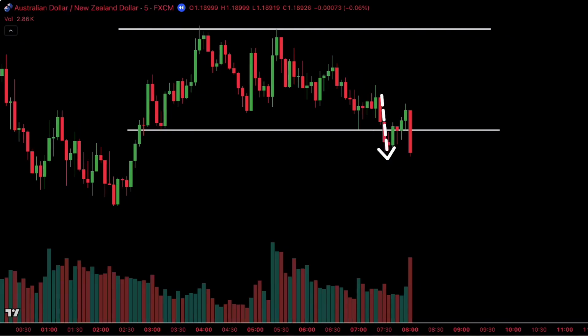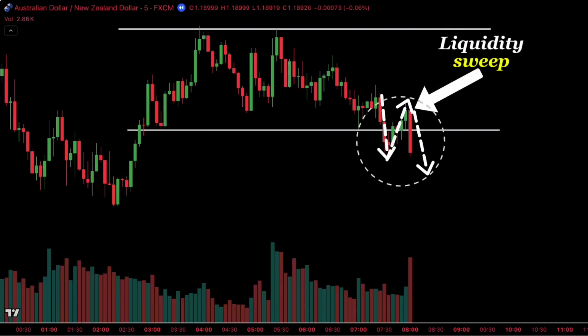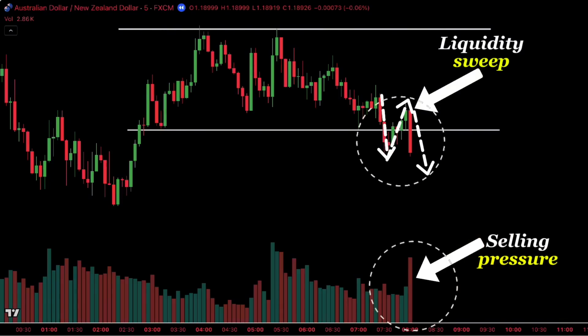As you can see, the market retraced back to the level, broke above it as if it wanted to close inside it, and then broke back below it again. This is a clear liquidity sweep at this support level that has turned into resistance. This is your signal. Now look at the volume indicator. You can clearly see a strong increase in selling pressure, which confirms that sellers are actively entering the market after the trap. This strengthens your setup.